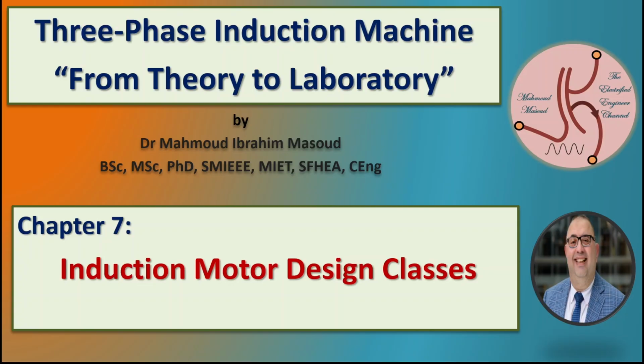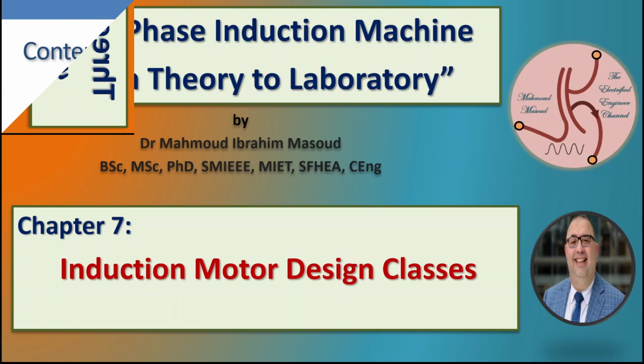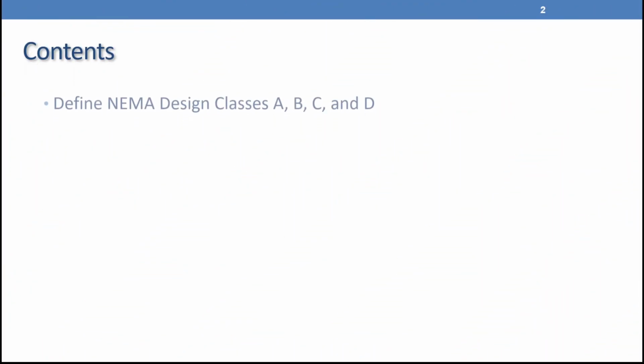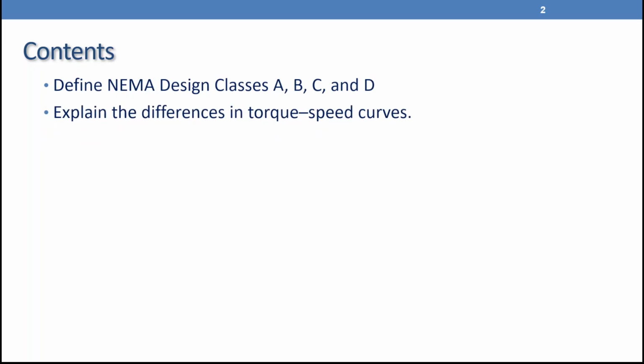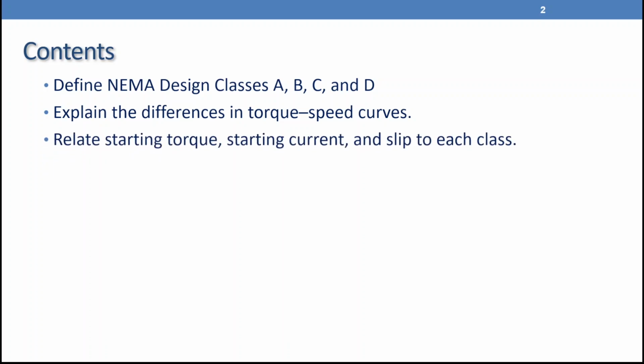Everyone, and welcome to chapter number 7 in the three-phase induction machine course, Induction Motor Design Classes. Let's start. In this chapter, we are going to define the NEMA design classes A, B, C, and D, and we are going to explain the difference in torque speed curves for each class, and relate starting torque, starting current, and slip to each class.